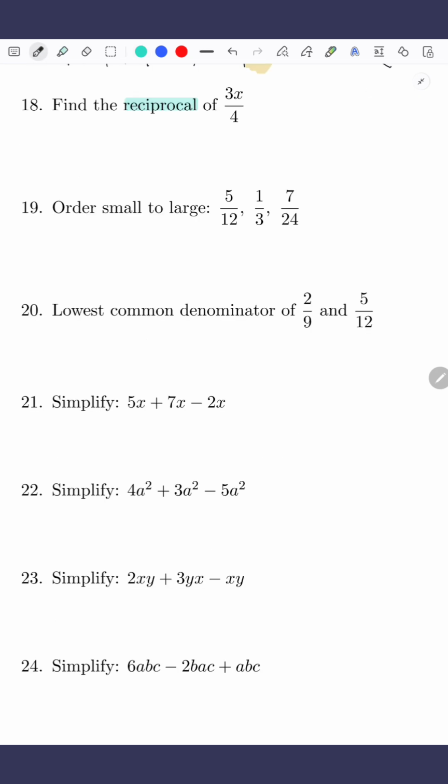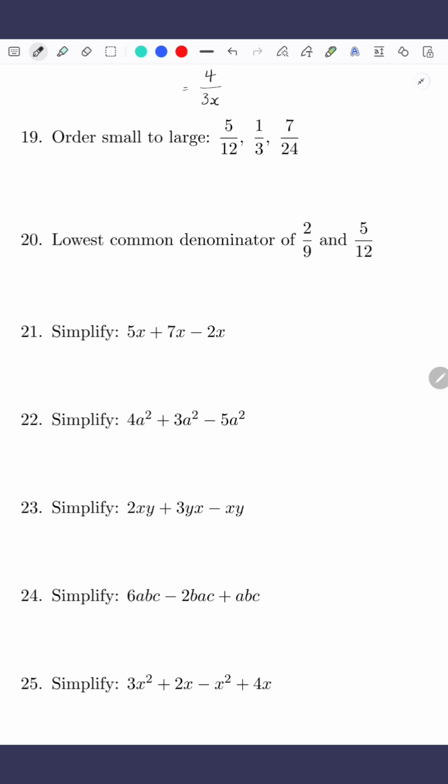The reciprocal is a very important concept, as we've already seen. This time we're going to see it with algebra. We were looking at the number that we multiply it by to get to 1, and we found that flipping it was always needed, and it's the same with algebra. So the reciprocal of 3x over 4 is 4 over 3x.